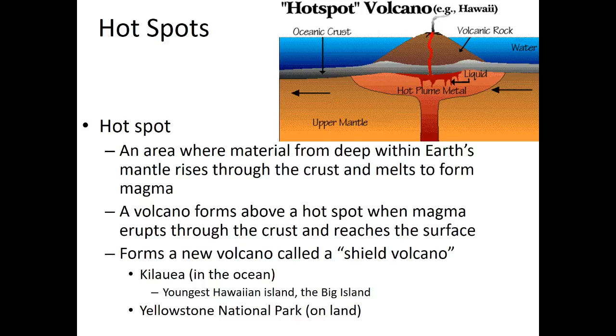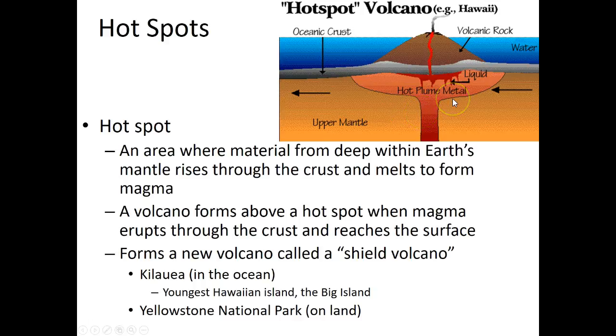The next slide that we have here talks about another phenomenon we call a hotspot, or a hotspot volcano. This is just an area where material from really deep within the Earth's mantle rises up through the crust, and when it melts, it forms magma. So that volcano will form above the hot spot when the magma erupts through the crust and it reaches the surface. So notice that there's no plates here colliding. They're not diverging, they're not converging.